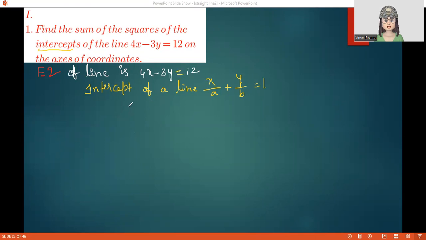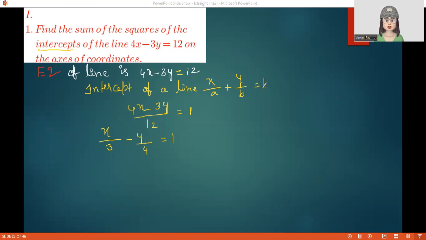Now I am dividing the whole equation with 12. Then I can easily get 1. So I can write x by 3 minus y by 4 is equal to 1. 4 one time, 4 3 times, so 3 ones, 3 fours. So x by 3 minus y by 4 is equal to 1. Now we got the equation in the intercept form.